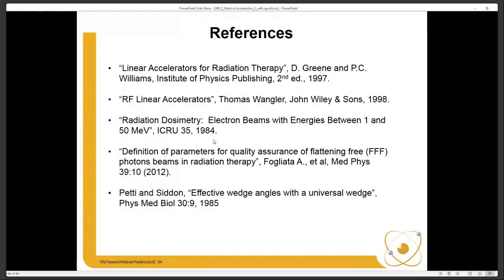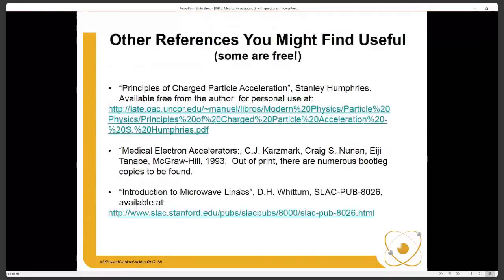Specific ones that I referred to are used. And here are some references that you may find useful if you're preparing for the boards. I like these because they're free and they really cover accelerators in depth.